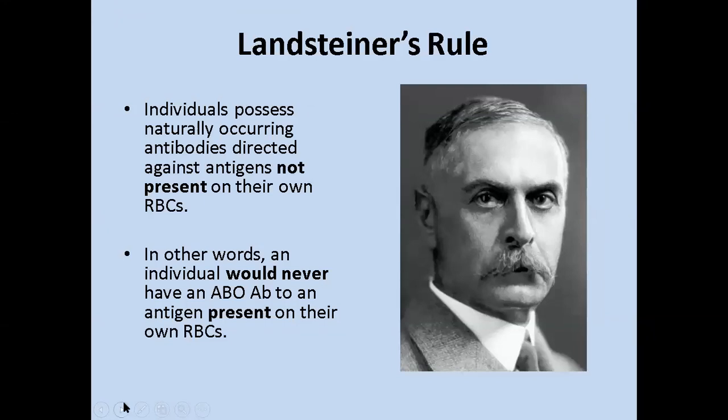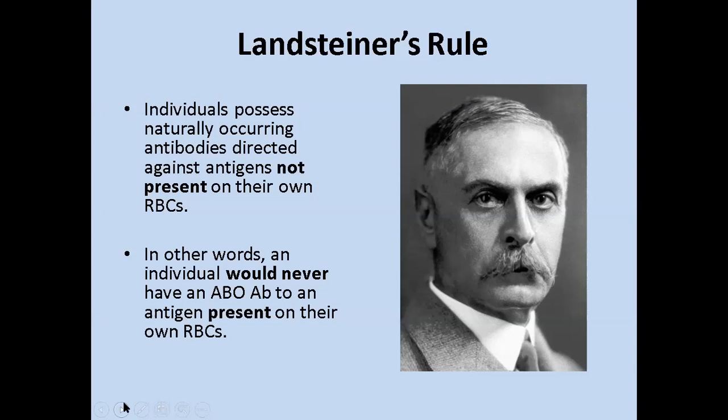So this man is basically the father of blood banking, Karl Landsteiner. He looks pretty stern there, doesn't he? But thank God for him, because without him, transfusion medicine would not be what it is today. So basically, Landsteiner discovered in the 1900s that people that have certain ABO groups also have naturally occurring antibodies to the antigens that are not present on their own red blood cells. And this is known as Landsteiner's rule. We're going to look at this more carefully in a minute, but it's very important to know this.